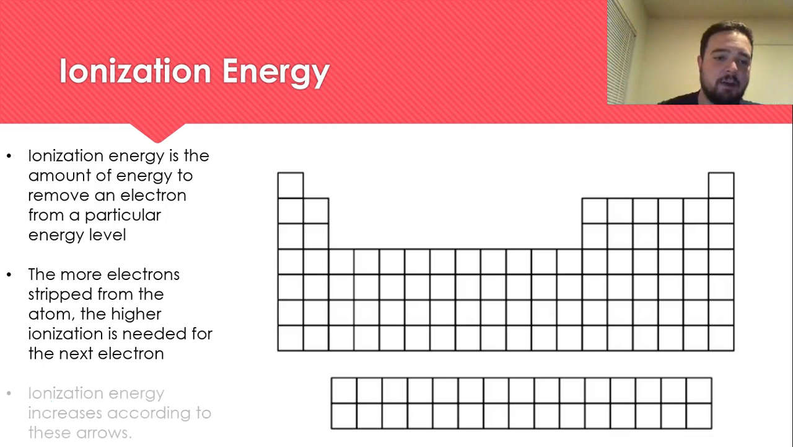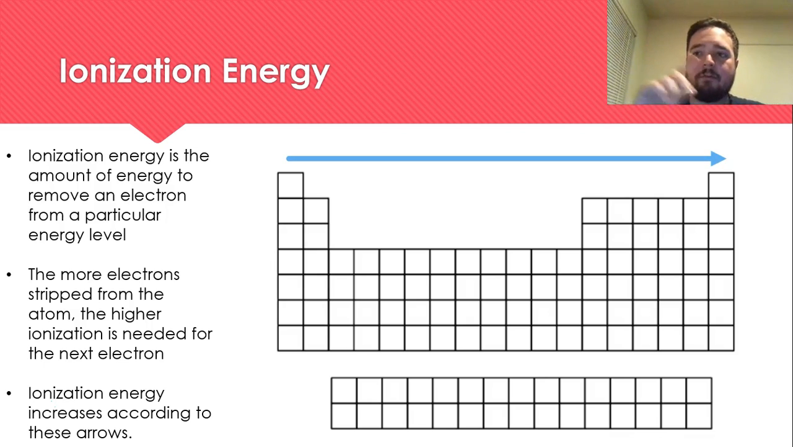So it increases in the following manner. As you read from left to right on the periodic table, the ionization increases. So noble gases have some of the highest ionization energies that there is because they're so inert, they don't want to give their electrons up because they require a lot of energy to take those away.